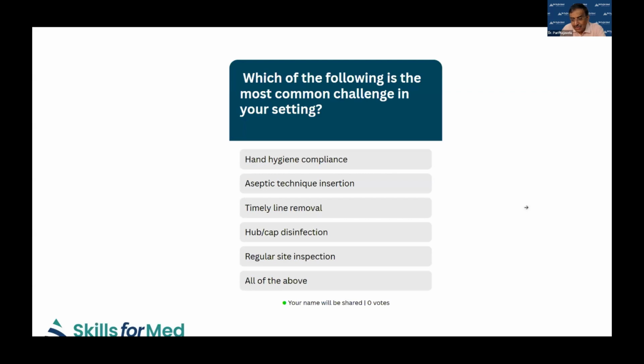We're not asking which is the most common. We said, which of the following is the most common challenge. All are important, yes, but which is the most common challenge? I think even in the poll, they pointed out, the majority were talking about hand hygiene. Here again, the maximum answers were about hand hygiene. Okay, so let's move to the next thing.